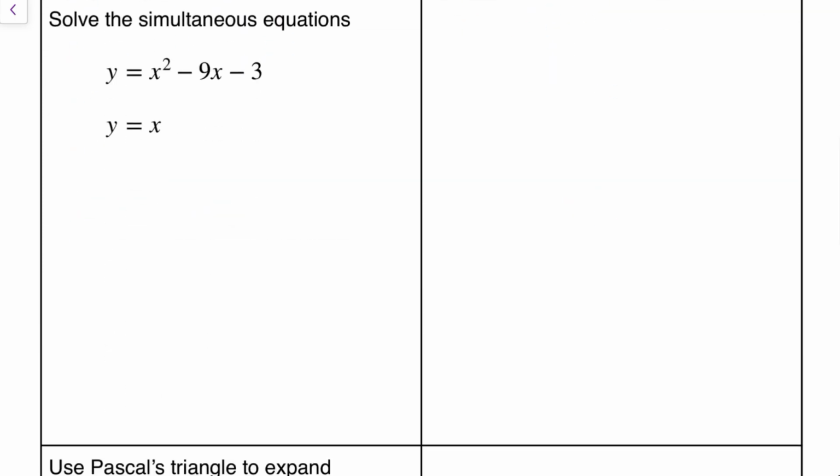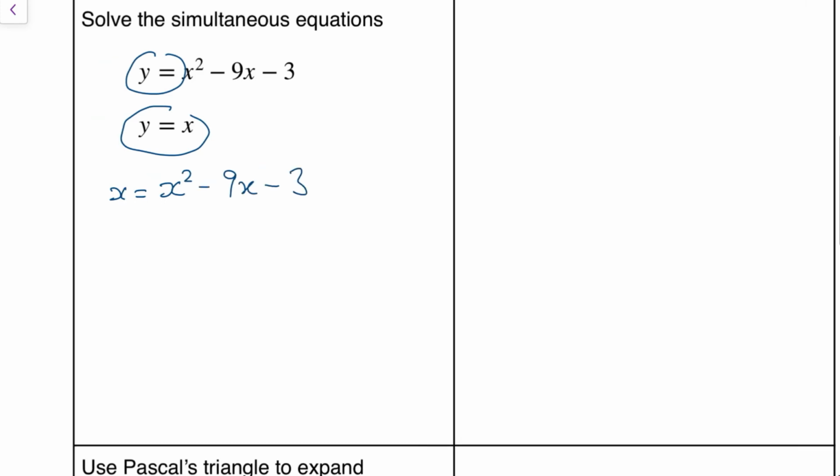Next question. Okay, we have simultaneous equations. They've made it quite easy for us because they've got y equals and y equals. So in other words, I'm just going to say that x is equal to x squared minus 9x minus 3 because y equals y. Move the x to the other side, so 0 equals x squared minus 10x minus 3.